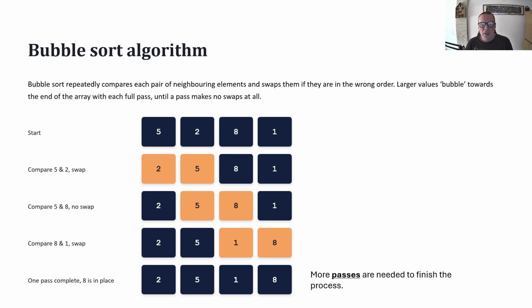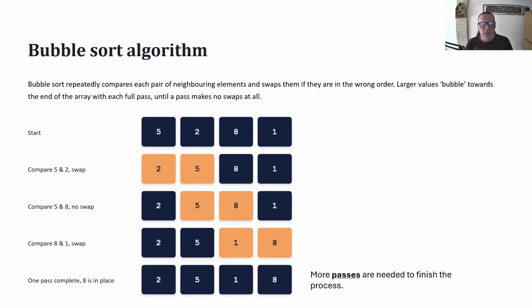One of the things we might need to do with data in an array is to sort it. And one of the simplest sorting algorithms is called bubble sort. Bubble sort works like this. You start with the beginning of the array and you say, are the first two items in the right order? In our case we've got 5 and 2, and if we want ascending order they're not in the right order, so we need to swap them over. So we get 2, 5, 8, 1.